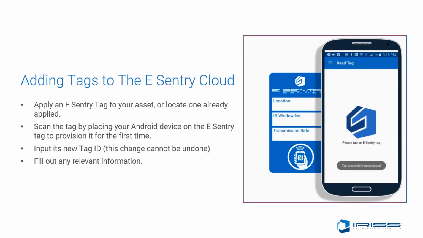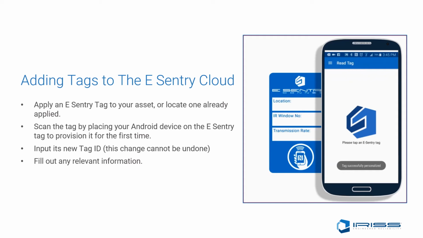To add an E Sentry tag, first remove the adhesive cover on the back of the E Sentry tag and apply it firmly to the desired asset in an accessible location. What we need to note is that you will want to be able to press an Android device such as a tablet or a phone against the surface of the tag, so you may want to consider any obstructions when placing the tag.